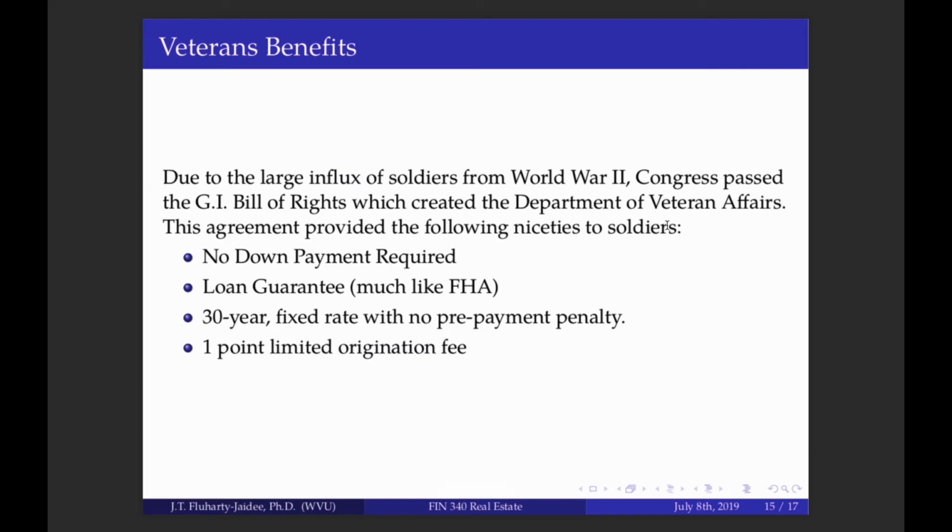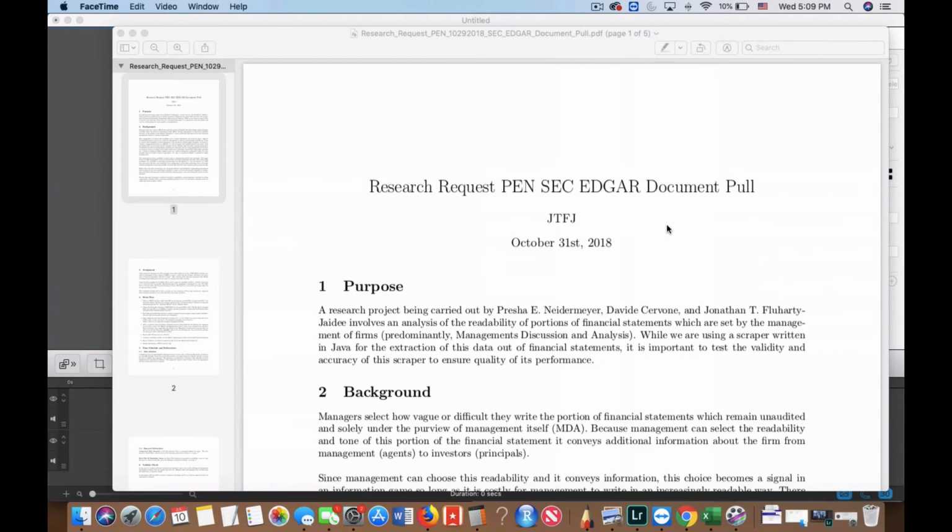So we provided them no down payment required because they didn't have a lot of money. We provided them loan guarantees, much like the FHA. And these were 30-year long-term fixed-rate mortgages with no prepayment penalty, and then a 1-point limit on the origination fee. So a pretty nice deal, and this deal still exists today for members of the armed forces who have served in... Oops, excuse me. Okay.